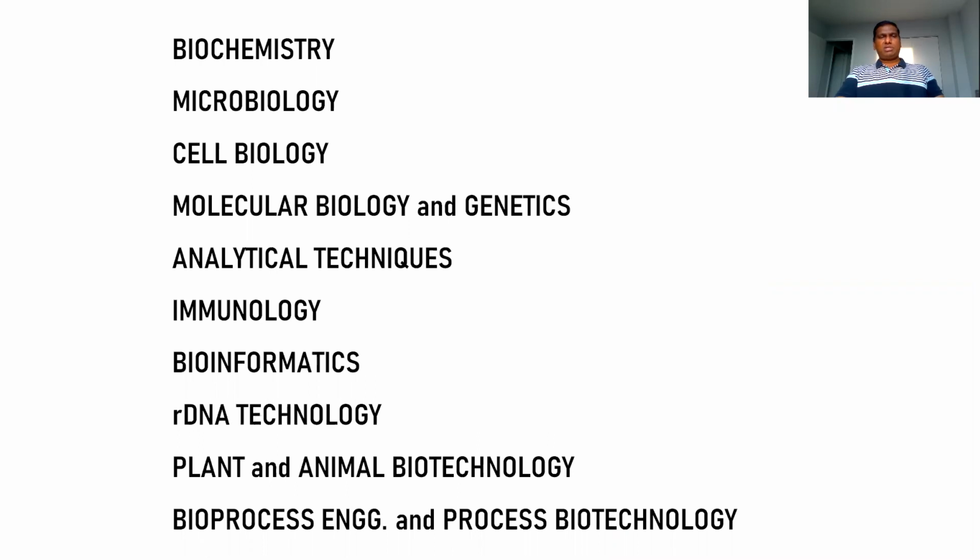Broadly, the GATE syllabus for biotechnology is divided into 10 topics, starting with biochemistry, microbiology, cell biology, molecular biology, and genetics. We have analytical techniques, immunology, bioinformatics, rDNA technology, plant and animal biotechnology, and bioprocess engineering and process biotechnology. Now, these are broadly the 10 topics which we'll cover in the next few months, and hopefully by the end of it, you will be experts in each of these topics, and you will do well in your GATE Biotechnology 2021 exam.